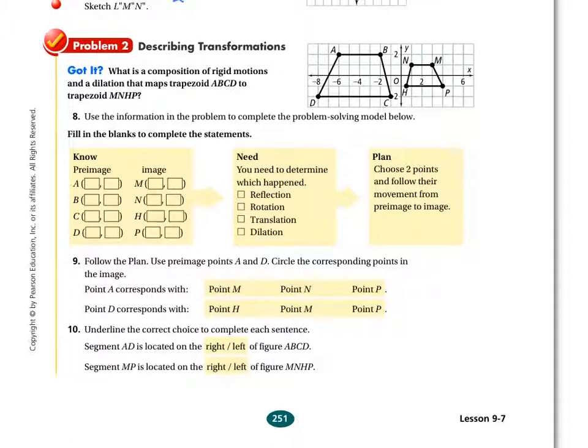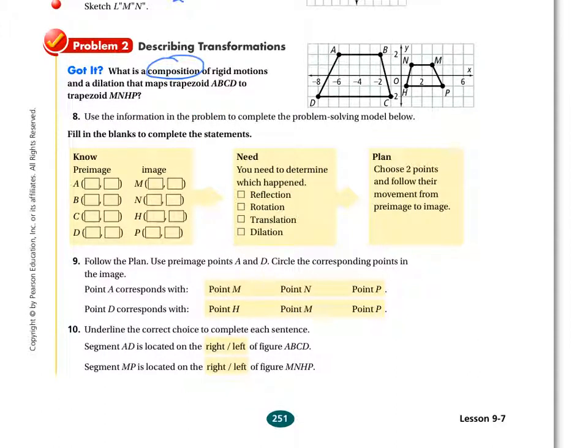Problem 2 is a little bit more difficult. And I do kind of like the way they walk you through it a little bit. So as you look at this figure here versus this figure here, they say that what composition implies what? One transformation or more than one? A composition. More than one. So it's not just one that's creating it. And as you can see, this is obviously larger than this one. So they want to know what maps ABCD to MNHP.